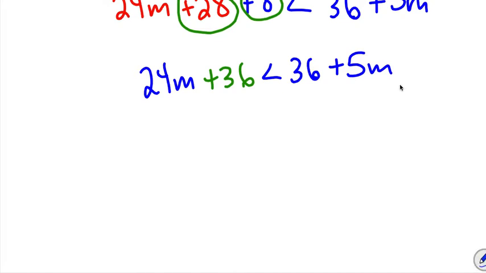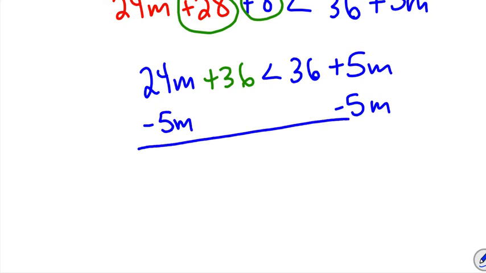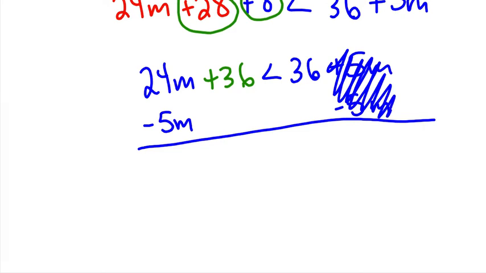Next, I will move my variable to the left. So this is a positive 5m. I will do the opposite and subtract 5m. Subtract 5m. 5m minus 5m is 0, so I'm going to cross those out. 24m minus 5m gives me 19m. Bring down my plus 36 is less than 36.